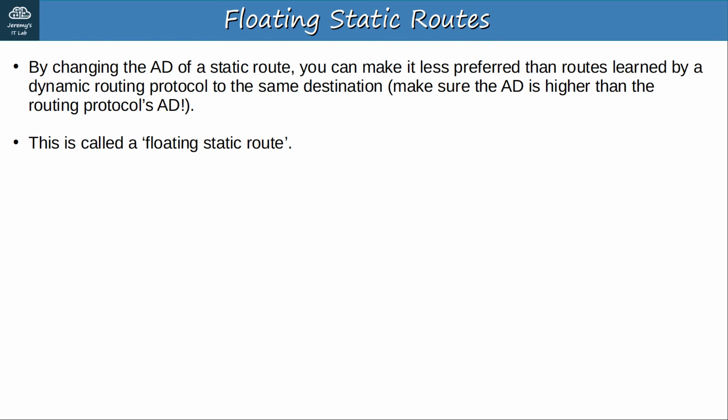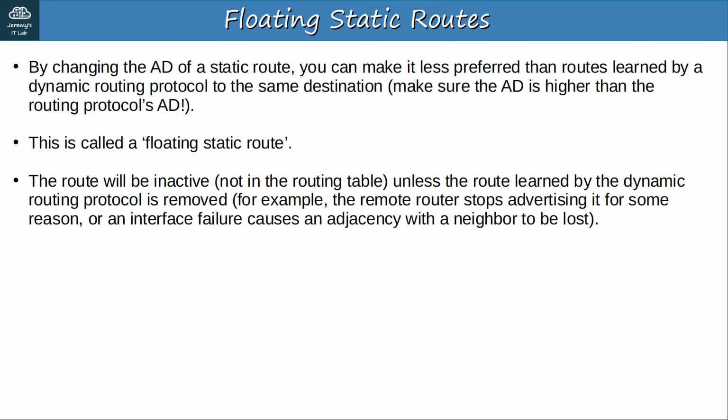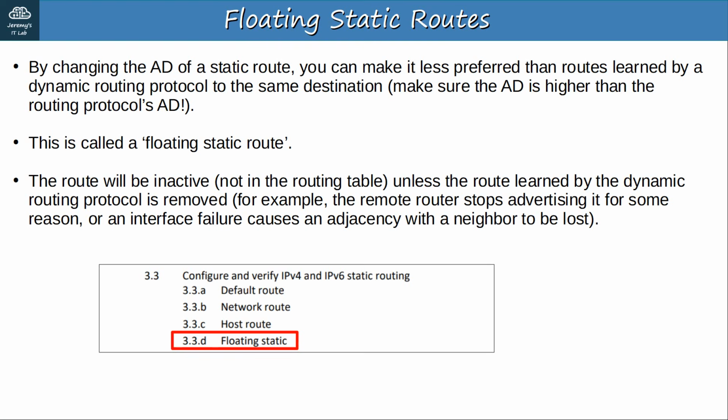This kind of static route is called a floating static route. The route will be inactive, meaning it won't be in the routing table, unless the route learned by the dynamic routing protocol is removed. For example, maybe the remote router stops advertising it for some reason, or an interface failure causes an adjacency with a neighbor to be lost. You can see here that floating static routes are part of the exam topics list. Make sure to watch the lab videos and download my Packet Tracer labs to get practice configuring everything we cover.